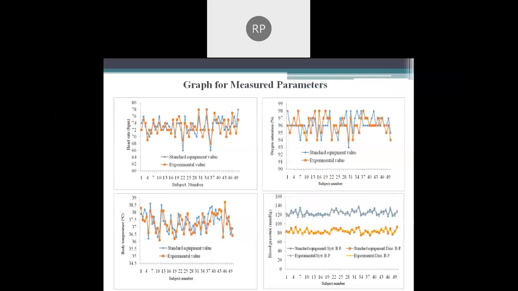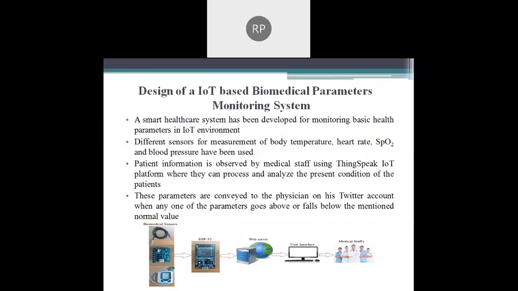Next slide. This system has been tested on 50 subjects of different age groups, and the measurements have been taken. This graph shows the difference in measurement obtained from the standard commercially available device with respect to the designed system. These are the graphs for the heart rate measurement, this is for the oxygen saturation measurement, this is for the body temperature measurement, and this shows the blood pressure measurement.